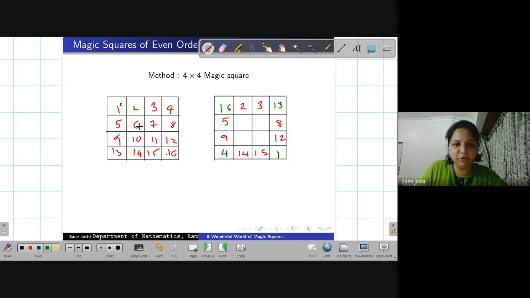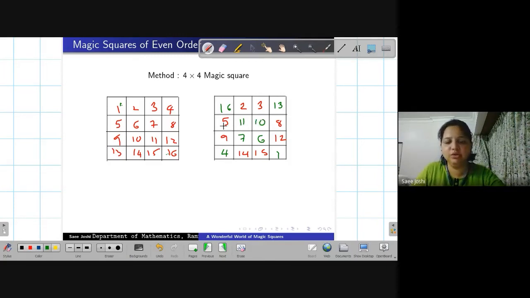Okay, same goes for these two also. So 6 comes in place of 11, 11 goes in place of 6. So this is 11 and this is 6. And you also have to flip these two. So this is 7 and this is 10.